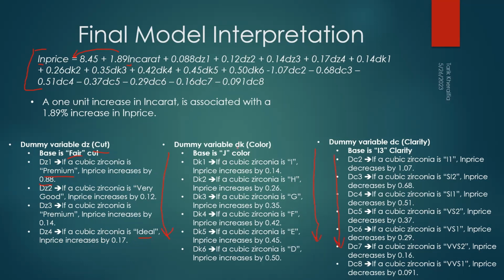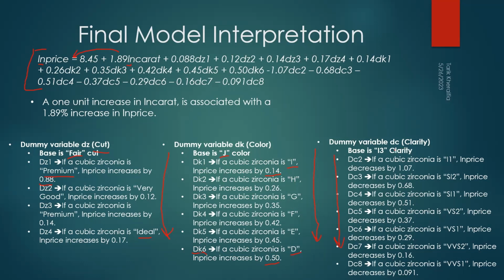And for dummy variable DK, which is color, the base is J color. DK1 is if a cubic zirconia is I color. ln price increases by 0.14 relative to the base. And we can take the best one, DK6, if a cubic zirconia is D color, the best color, ln price increases by 0.5, where J is the base.